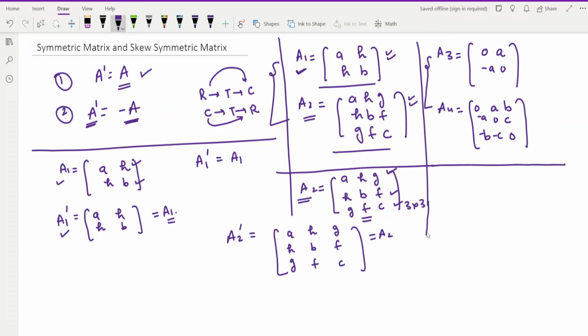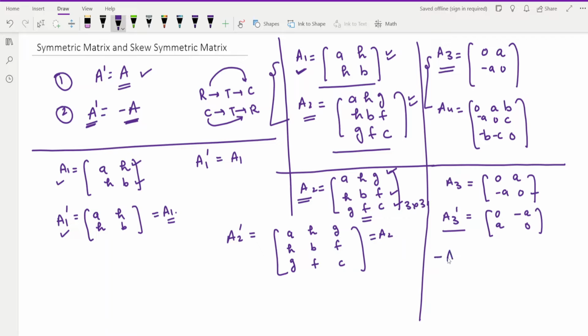Now it's time to validate these two examples for skew-symmetric matrix. Firstly, I will take matrix A3. Matrix A3 is 0, A, minus A, and 0. Let me take the transpose of this matrix. The first row will be the first column, that is 0, minus A, and the second row will be the second column, that is A, 0. So A3 transpose is here, but I need minus A3 as well. So what will be the minus A3? Let me multiply with the minus sign. It will be 0, minus A, and A, 0.